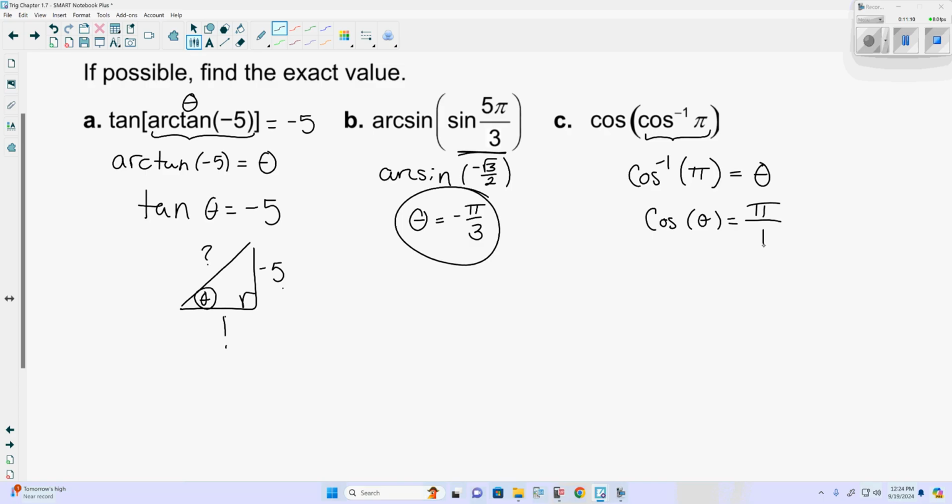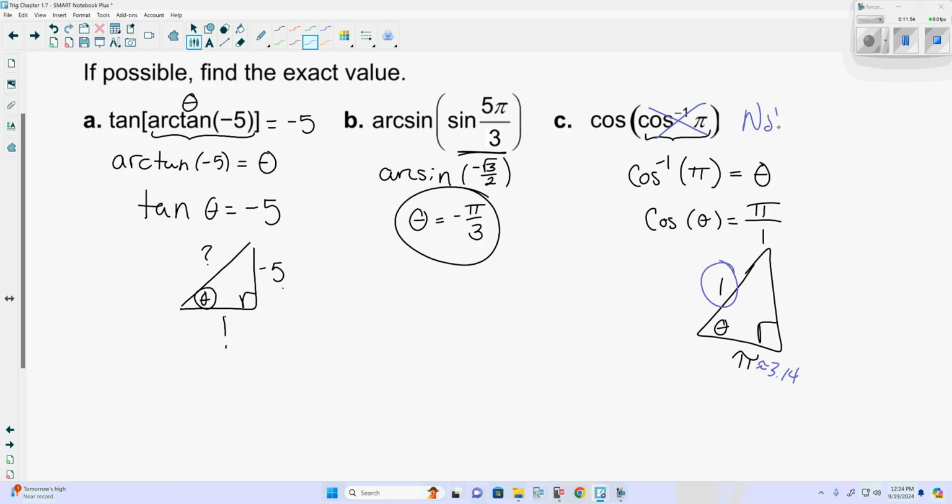So I'm going to set the triangle up. Angle. Cosine is what over what? Adjacent over the hypotenuse, yes? So our adjacent side is pi, the hypotenuse is 1, yes? Wait a minute. Pi is approximately 3.14. The hypotenuse has to be the longest side. Is there any way this is possible? No.